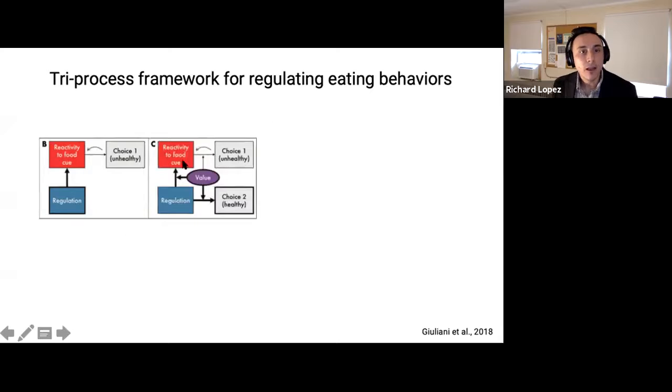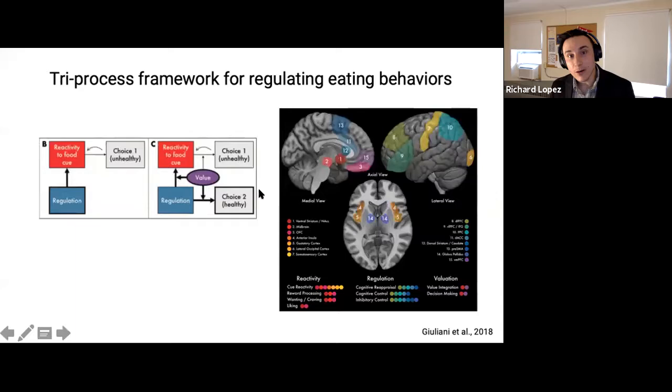But in this framework, you actually have three critical processes at play. You have reactivity, you have regulation, and then you also have this orthogonal or relatively orthogonal construct of value: how people are valuing, do they value regulation, or do they value eating healthy or unhealthy? And that's going to affect their eating decisions as well. And it turns out, in terms of the neural correlates of these three processes, reactivity, regulation, and valuation, there are many candidate brain regions and networks that are at play here.